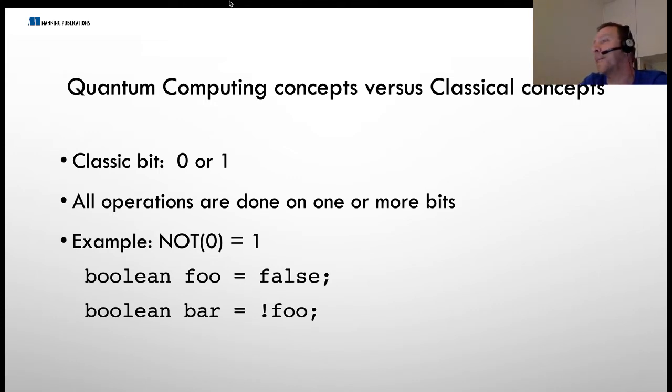For example, probably the simplest operation that you can think of is the not operation, and a not applied to 0 returns 1. In Java, for example, you can see this concept by having a boolean that we assign the initial value of false, and then a second boolean bar is the negation of the first boolean, so that will then be true. So that is very simple how classical computing is working. We have simple bits.